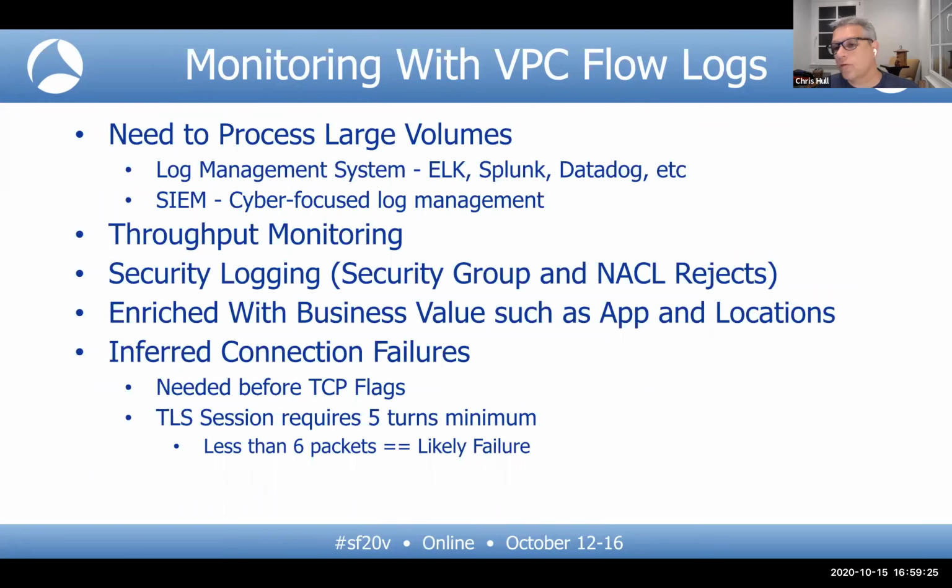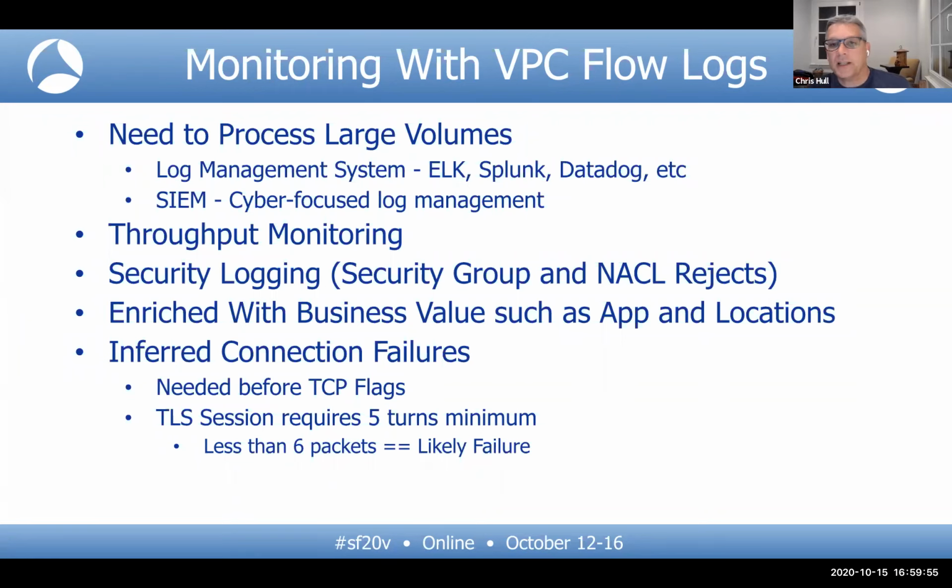Right out of the box, you can very easily get some throughput monitoring. It does have security pieces in it because of the NACLs and security group rejects. And I suggest that if you're going to be taking the trouble of processing this, that you associate it with your applications and location information so that you can get extra value out of that. And I also went one step beyond that, and I was able to infer connection failures. So even before we had the TCP flags, we could do that.